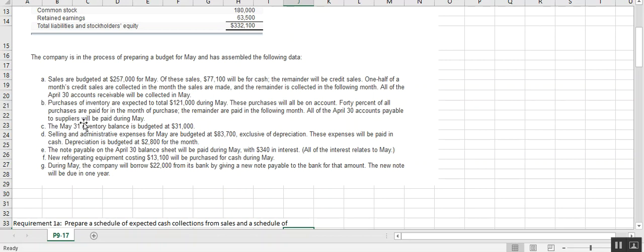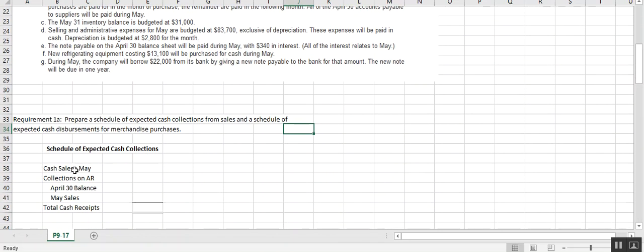So it says of these sales, $77,100 would be for cash, and that's for May. So we can scroll down, and we've got cash sales for May are $77,100. So that just comes directly from the instructions. Then we have to figure out collections on accounts receivable for May and for April. So there were some credit sales that we need to figure out.